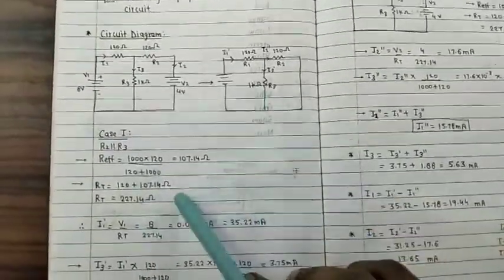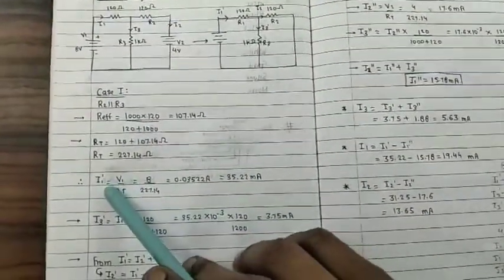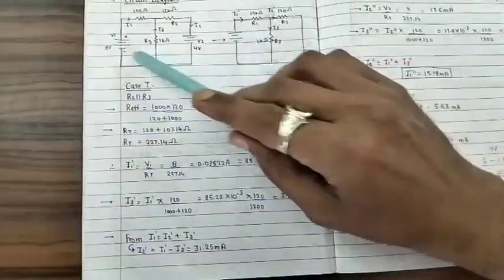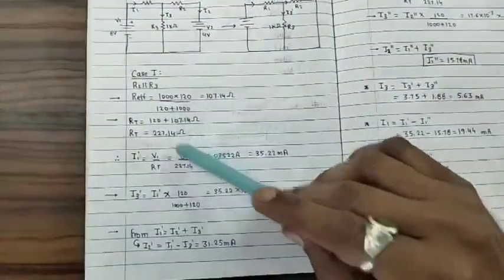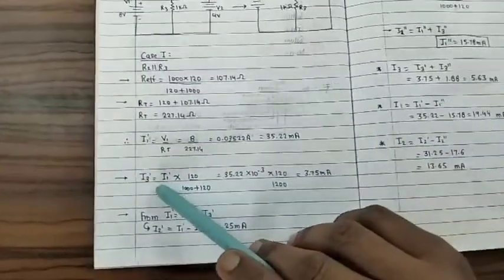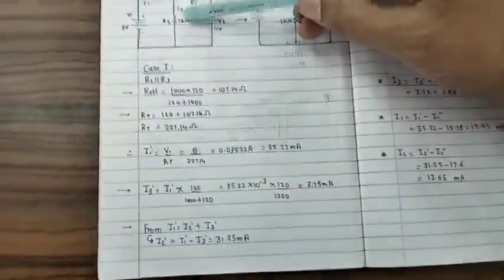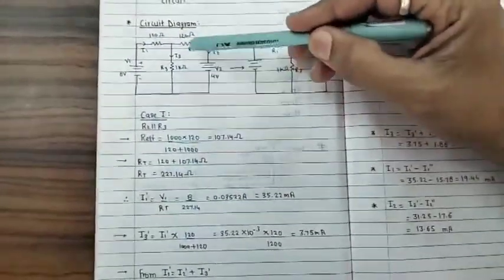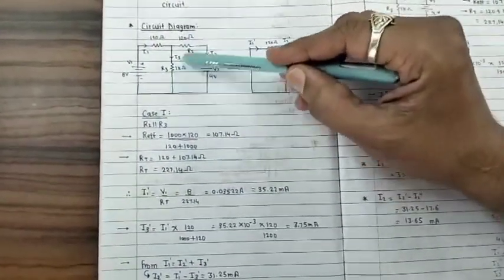Okay. So now we have to find I1 dash first. I1 dash is equal to V1 upon RT. V1 is 8 volt, and this is the resistance value. In this way, we will get I1 dash. Now we have to find I3 dash. I3 dash is equal to I1 dash into 120 upon 1000 plus 120.